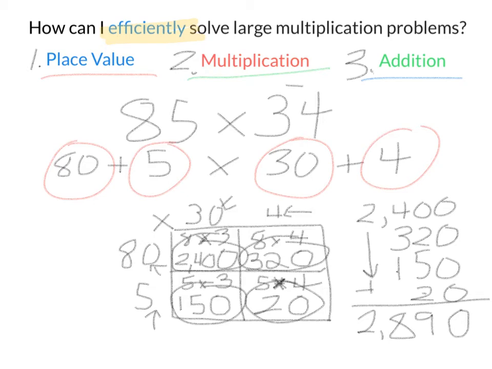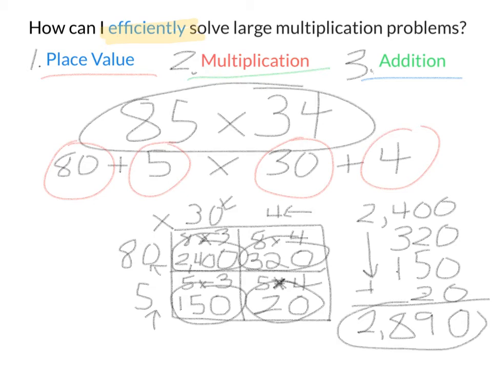85 times 34 equals 2,890. I solved that by doing three things. First, using place value. Secondly, using multiplication. And third, using addition. Let's practice another one.